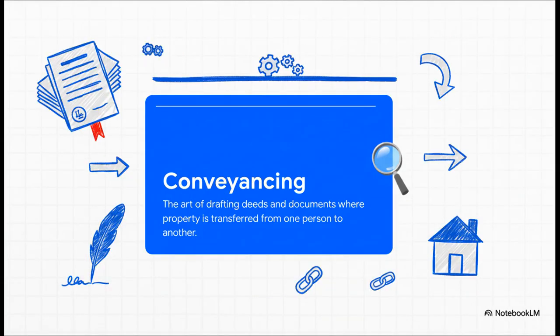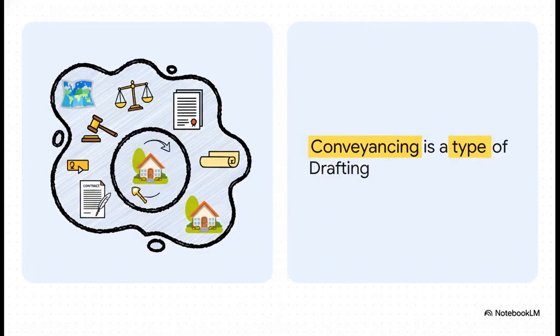You could say it's the art of mixing law and facts together into a written form. Now, inside that giant field of drafting, there's a specialty called conveyancing. And this is all about one thing: drafting the paperwork to transfer property, whether it's a house or a car, from one person to another. We're talking sales, leases, gifts, you name it. So here's the most important thing to get. Conveyancing is just a type of drafting. If drafting is the entire universe of creating legal documents, then conveyancing is just one specific, really important galaxy inside it that's all about property.